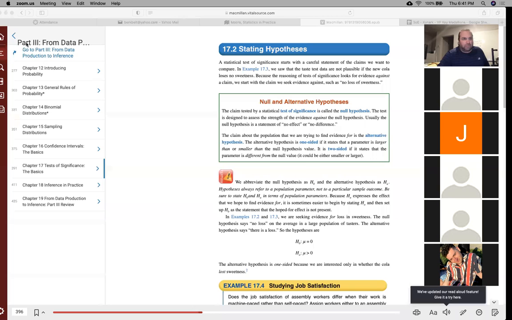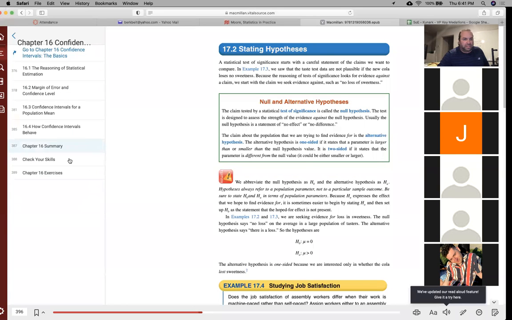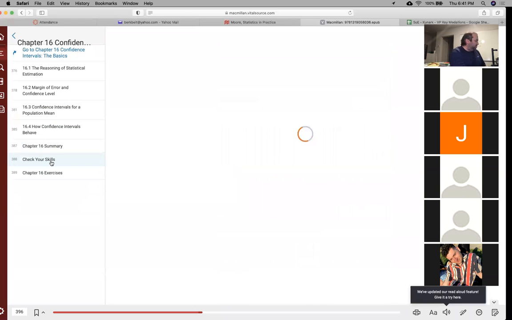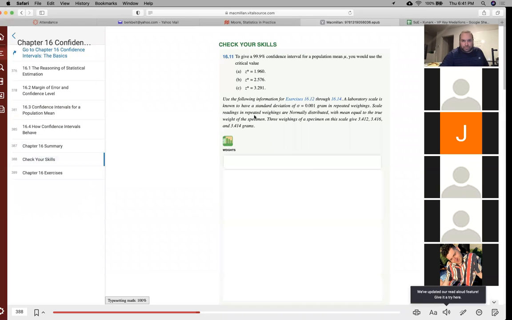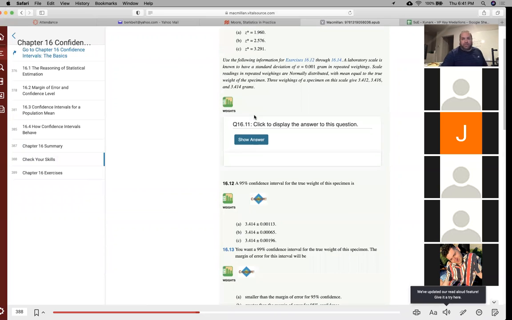Give me 1 second to load something up here, and then we will do the quick review. So, like one problem for confidence intervals. Okay, so let's share my screen. Let's go back to chapter 16, and let's do confidence. Let's check your skill. Okay, let's do this one right here.